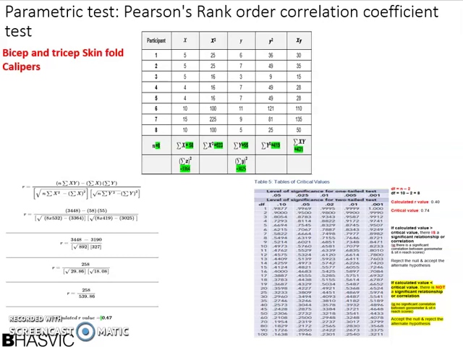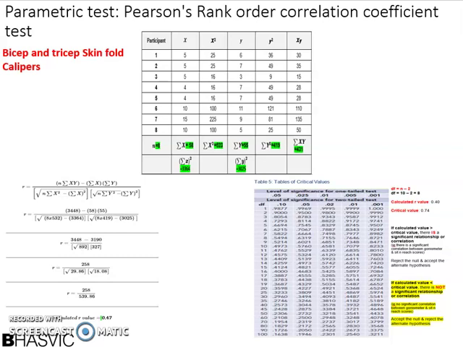Presented on my screen are the steps I took for using the Pearson's rank order correlation coefficient test on the data for bicep and tricep skin fold calipers of 8 gymnasts. Once I have my R value, I have to interpret whether the R value is significant or not. This is done by firstly selecting my level of significance, which is 0.05.